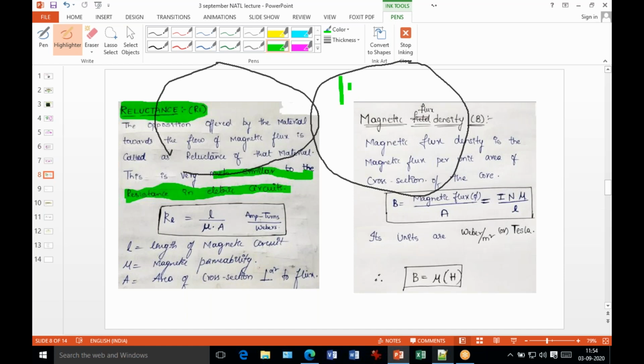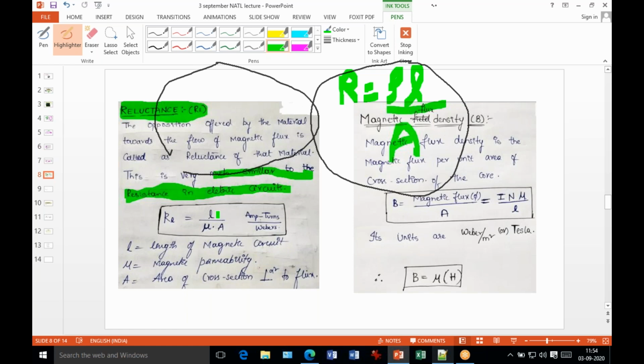The resistance formula you know in the case of an electrical circuit. What is the resistance? Rho L by A. This is a general formula you already learned in your 12th class. Resistance is rho L by A, where rho is the specific resistance, which depends on the material property, L is the length, and A is the area.